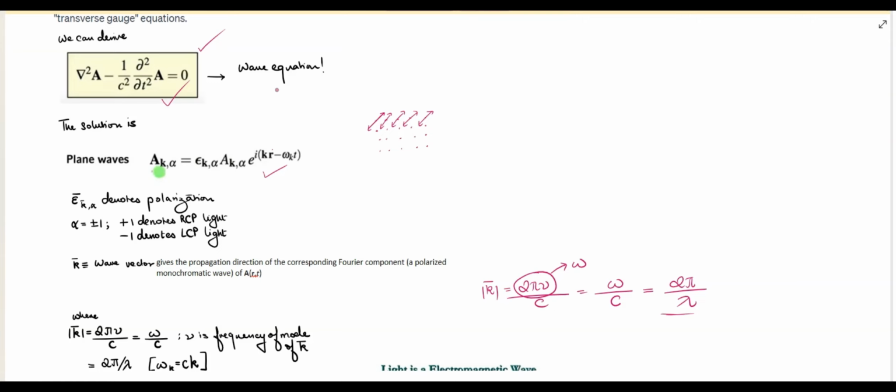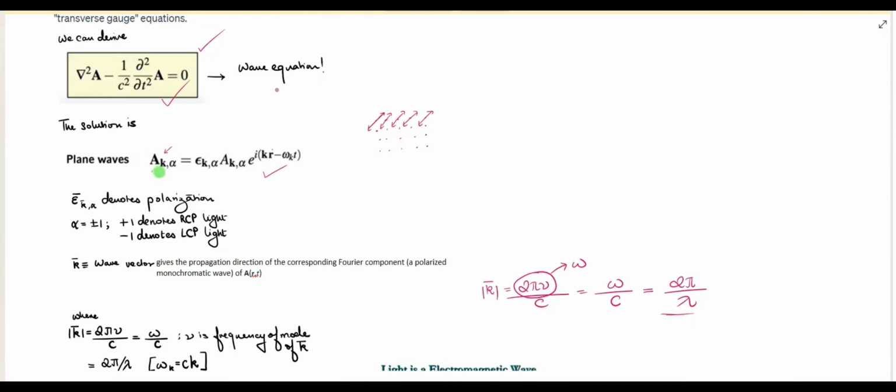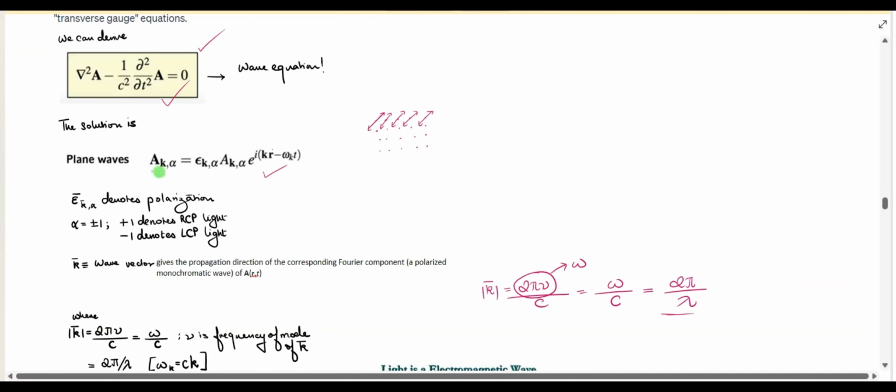Now let us understand these planar solutions. So this is a particular solution of the magnetic vector potential, which when substituted on the left hand side will give us 0 on the right hand side. Now, all these kinds of planar wave solutions are legitimate solutions of this wave equation. There are two factors on which it will depend. One is the k bar and the second is alpha. Now, let us understand these one by one.